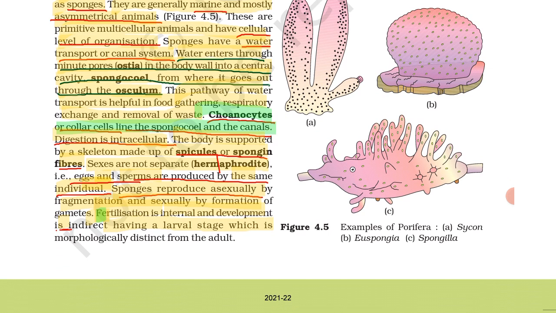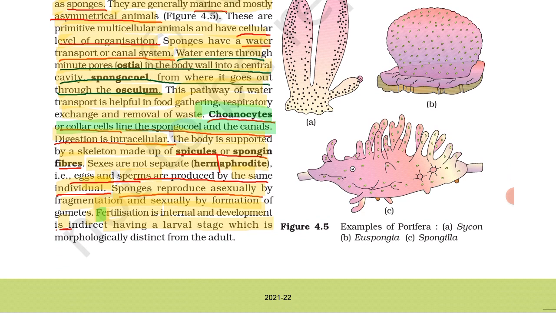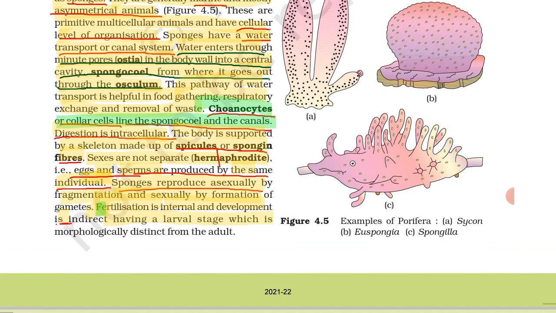In sponges, sexes are not separate; they are hermaphrodite. Both sex organs are present in one individual, so eggs and sperms are produced by the same individual. Sponges reproduce asexually by fragmentation and sexually by gametes. Fertilization is internal, development is indirect, and the larval stage is morphologically distinct from the adult. The examples are Cycon, also called Scypha; Euspongia, the bath sponge; and Spongilla, the freshwater sponge.